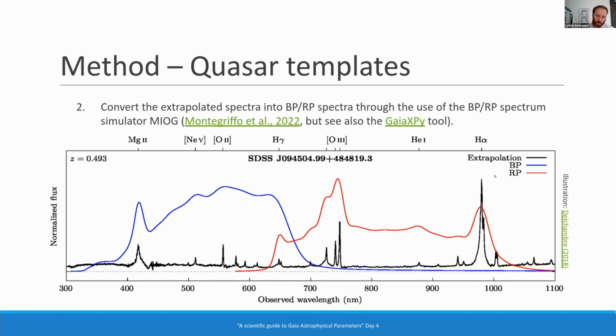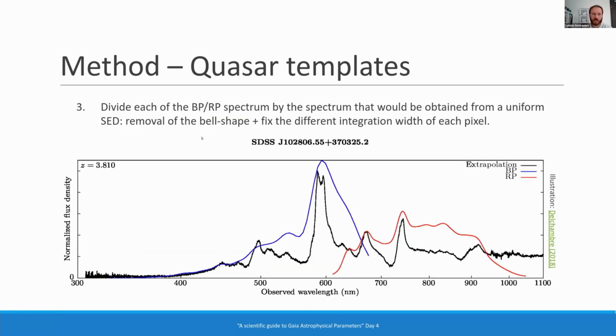Now, something that is annoying with the spectra is actually the fact that in order to do a proper cross-match, the BP and RP spectra have a bell shape, meaning that the flux tends to zero at the border. In order to correct for this effect, we will divide each of the BP and RP spectra by the BP and RP spectrum that would be obtained from a hypothetical uniform spectral energy distribution.